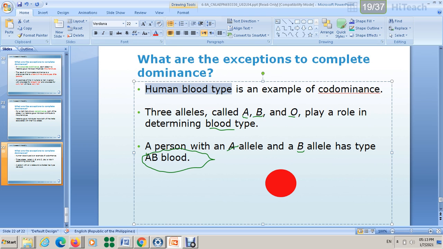So there is a particle on it, and it is called antigen. Particles on the surface. The A allele produces red blood cells coated with A antigen. And the B allele gives another red blood cell with B antigen. Let's say this is the B antigen.